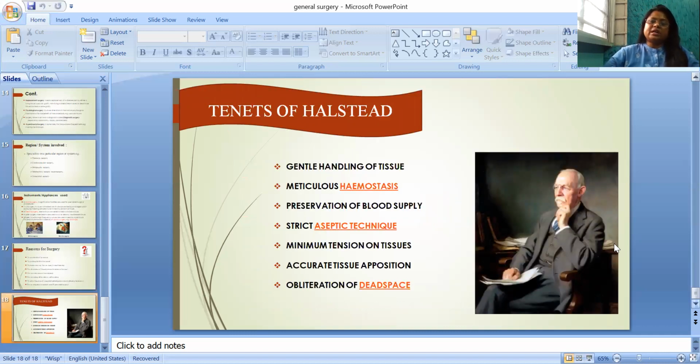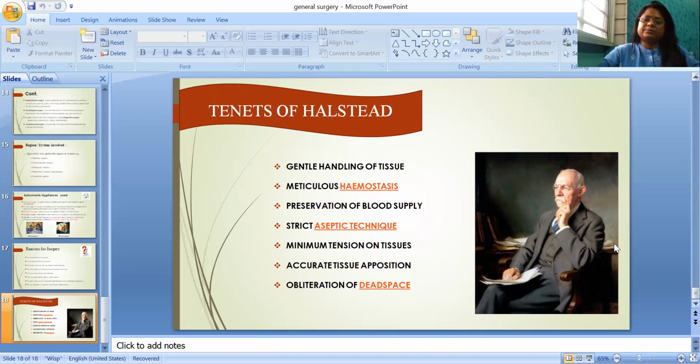Now the tenets of Halsted, right? Halsted is the name of a scientist. He gave some important points related to surgery. One point, I think it's not written, is gentle handling of tissue, and proper knowledge of anatomical dissection. This is the first point of the tenets of Halsted, you can say.